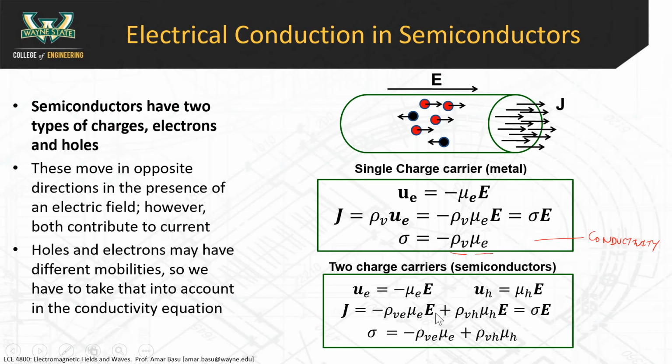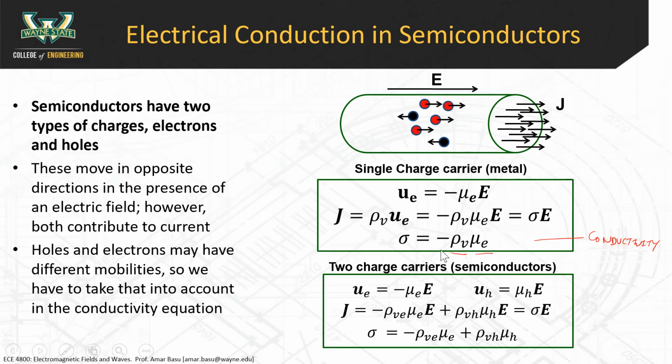Now, in semiconductors, when you have two charge carriers, you have to consider the motion of both types. So there's a velocity of the electrons given by mu sub e times the electric field. There's a motion of the holes represented by mu h times the electric field. Notice that there's a negative sign here because the electrons travel opposite the field. For the total current density, you just add up the two contributions. This is the current density due to electrons, and this is the current density due to holes. And you can take this and put it in the same form of sigma times E. So now your sigma has two components to it.